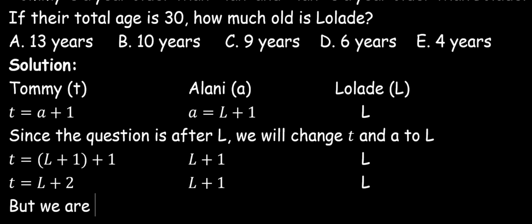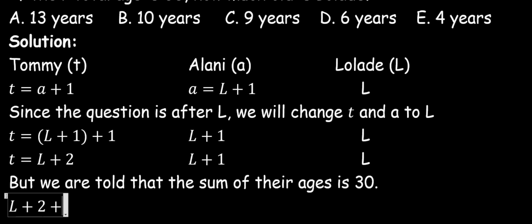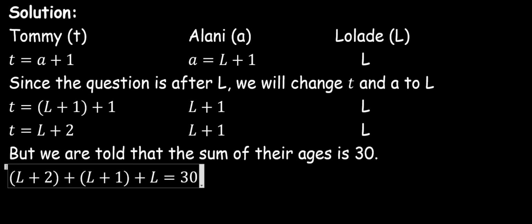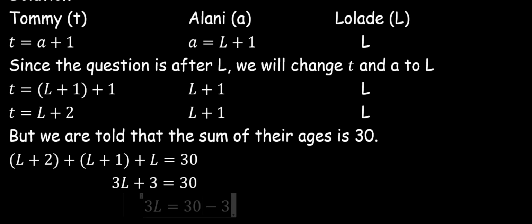But we are told that the sum of their ages is 30. That is to say, L plus 2 plus L plus 1 plus L equals 30. That will give us 3L plus 3 equals 30. 3L equals 30 minus 3, and that is to say 3L equals 27.